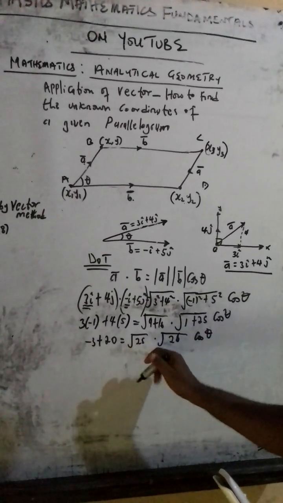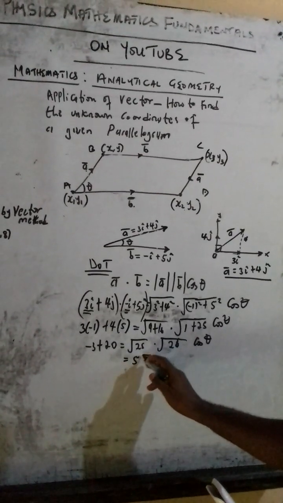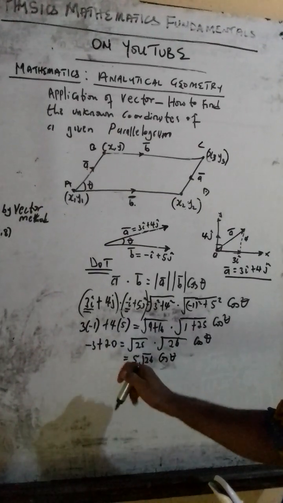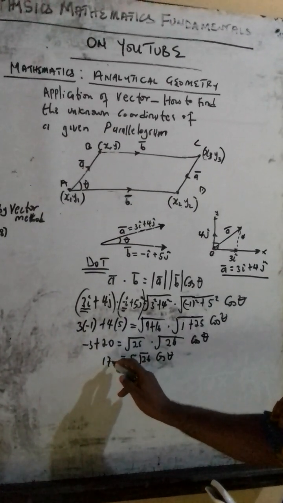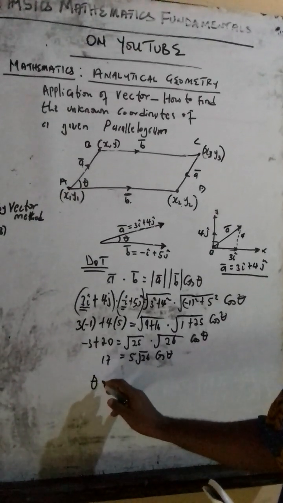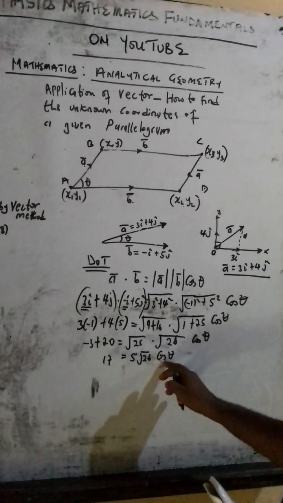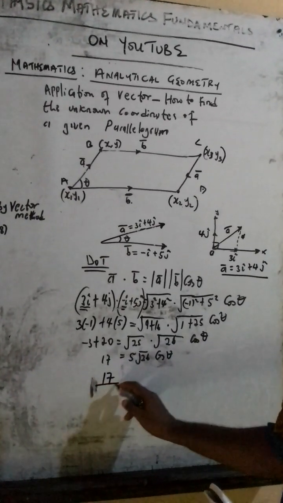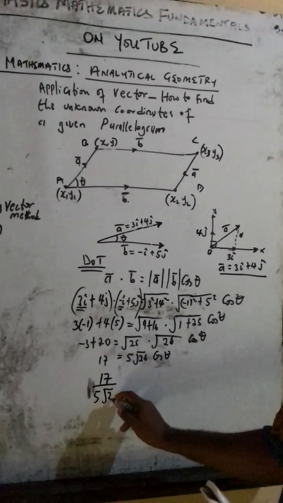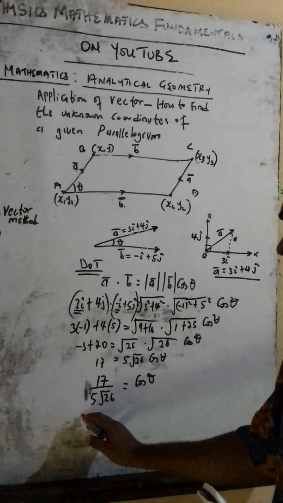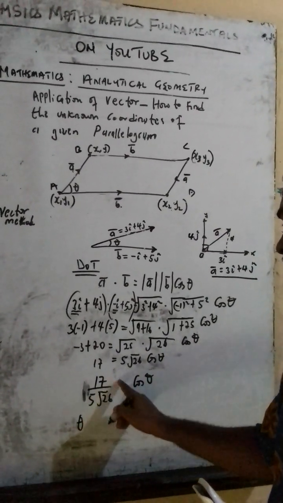Square root of 25 is 5, so this becomes 5 root 26 cos theta. Minus 3 plus 20 will give us 17. So to find theta, we take the arc cosine. Let's make cos theta the subject of the formula by dividing both sides by 5 root 26. So we have 17 divided by 5 root 26 is equal to cos theta.